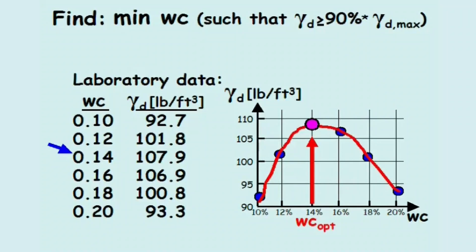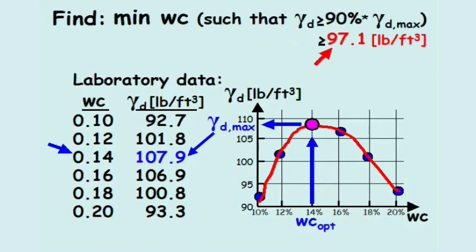Therefore, the maximum dry unit weight of the soil is 107.9 pounds per cubic feet. 90% of the maximum dry unit weight is 97.1 pounds per cubic feet. A horizontal line is traced across the plot at 97.1 pounds per cubic feet. Where this line crosses the best fit line, we trace down to identify the water contents associated with 90% of the maximum dry unit weight.